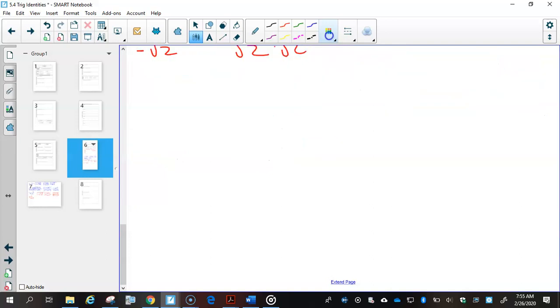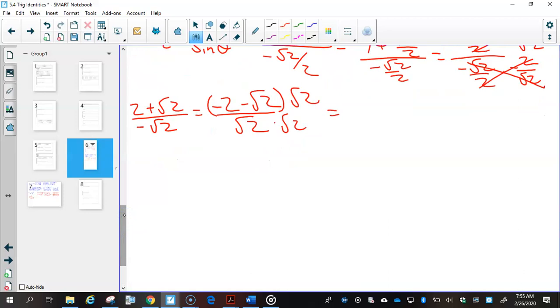So before I simplify anything, I'm just going to write it out as I'm distributing. Negative 2, root 2, minus, those would become 2 all over 2. And then I can divide everything by 2.